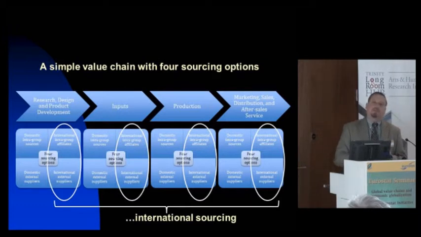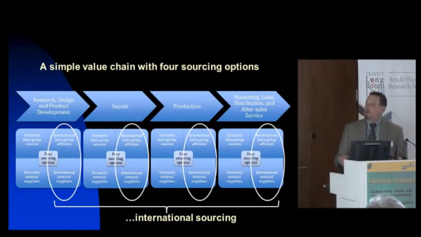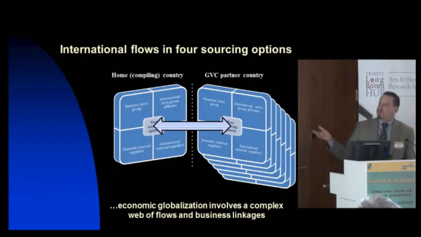You know, things like IT services, management, facilities maintenance, transportation, these types of functions that make the firm work can also be outsourced and or offshored in some cases. So it's a much more complicated value chain in fact, but the point is for each function there are these four choices, and the international sourcing surveys get at these sources.